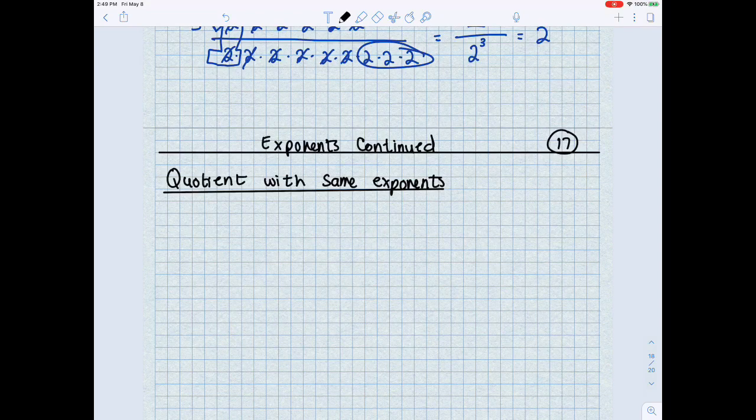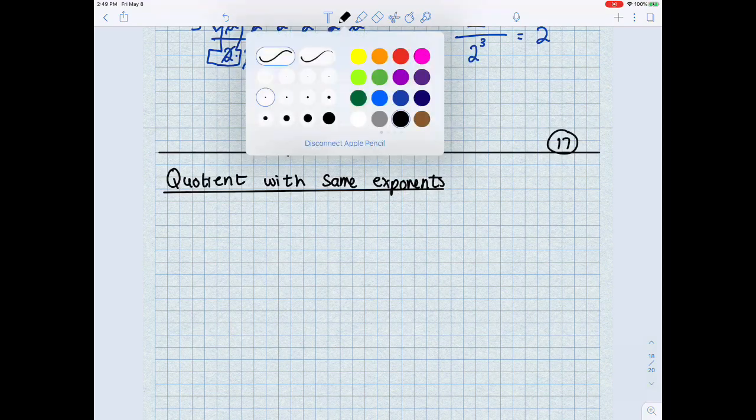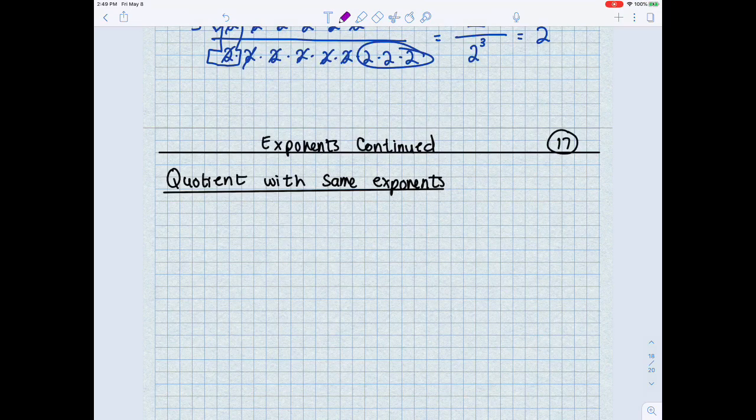Okay, so we're looking at quotients with the same exponents, but this time different bases. So if you have something like this, you have a number a raised to the nth power divided by a number b raised to the nth power. Notice how my exponents are the same. I can rewrite this as a fraction a over b, all raised to the nth power.